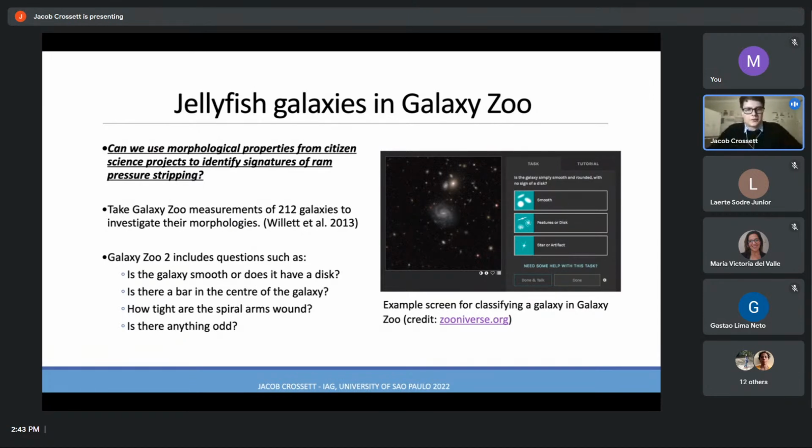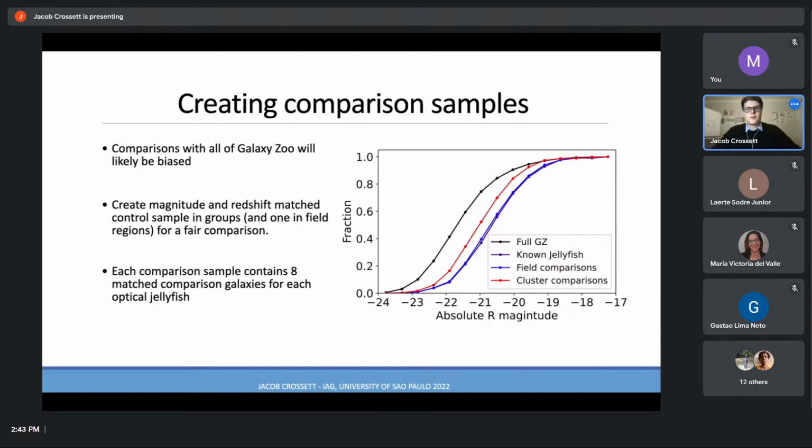So armed with this sample of 212 galaxies that have morphological classifications from citizen science, we thought to ask, can we learn anything from this? To do this, we first have to create some sort of comparison sample. The jellyfish galaxies are clearly not going to be the same as the overall Galaxy Zoo sample.